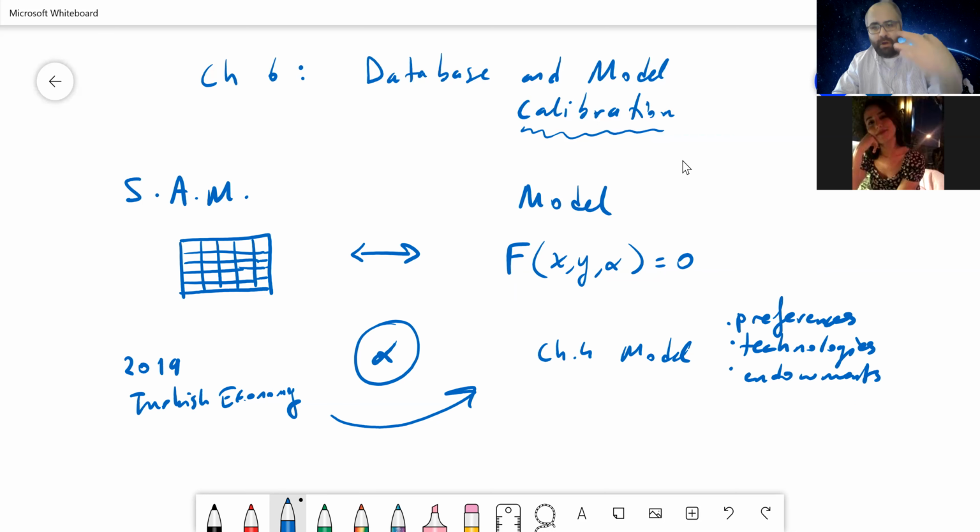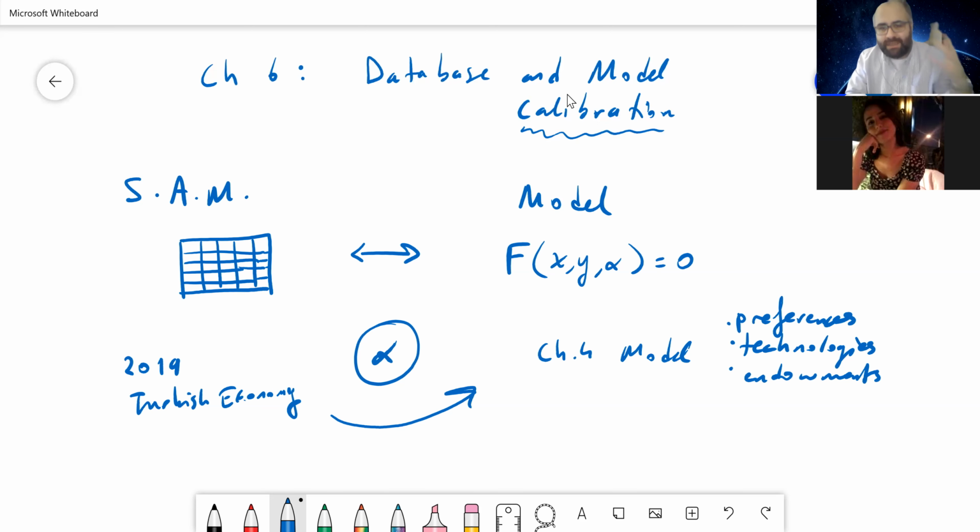So in the model, these are logically known. We assume that in the model we know them, but if I use a particular model for a research purpose, for a historically given economy, such as the Turkish economy in the year 2019, then I want to know about these parameters. I want to know something about the preferences of households in the Turkish economy in the year 2019. I want to know something about the technologies used by the firms operating in the Turkish economy in the year 2019. And I want to know the endowments of the people living in the Turkish economy in the year 2019, right?